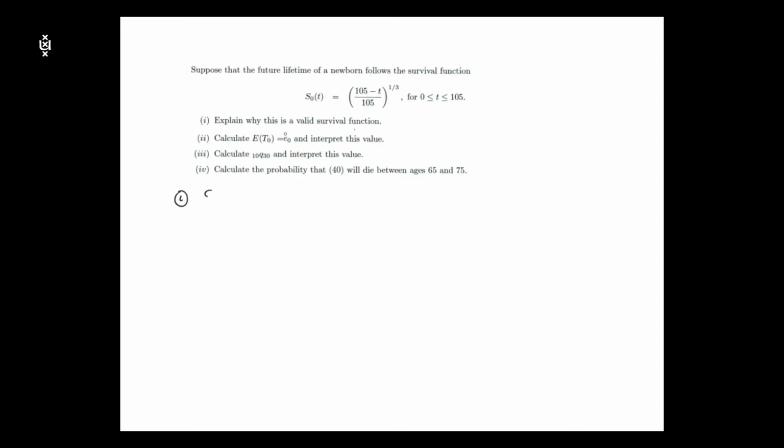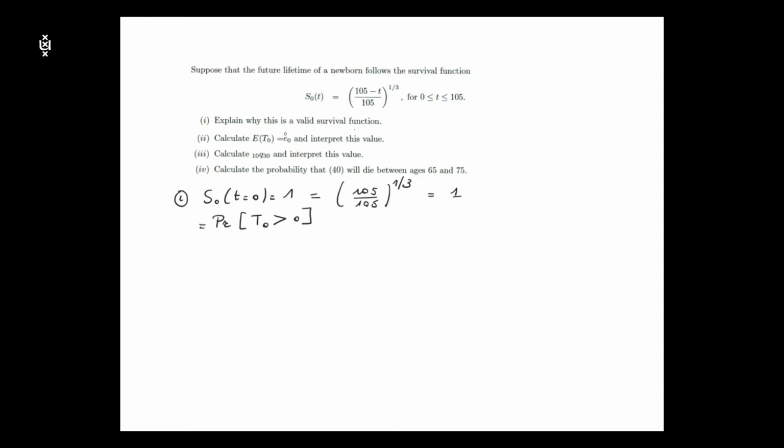We want the survival function to start, for t equal to 0, from 1, right? If you plug in t equals 0 in the above expression, you'll get 105 divided by 105 to the power 1 over 3. That is indeed equal to 1. Do remember that this survival probability evaluated in t equals 0 is the probability that the random variable T0 will be strictly larger than 0, and that indeed should be 1, right?